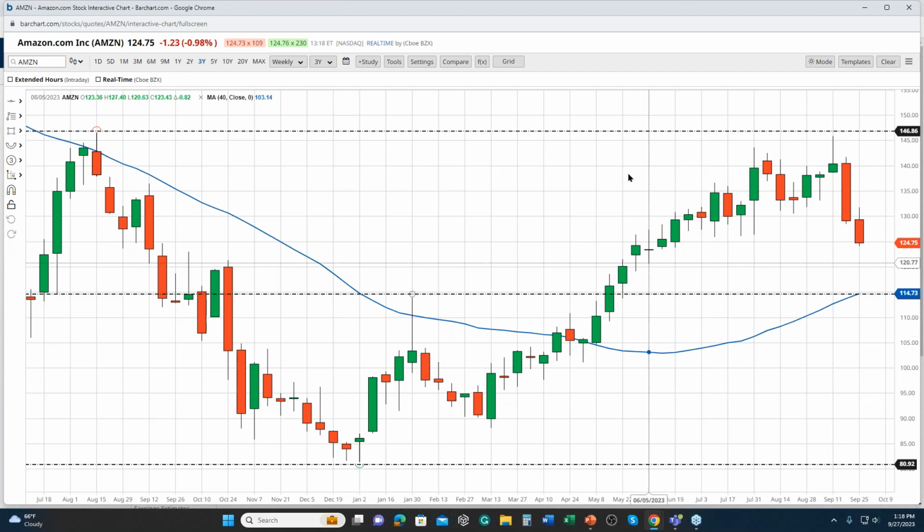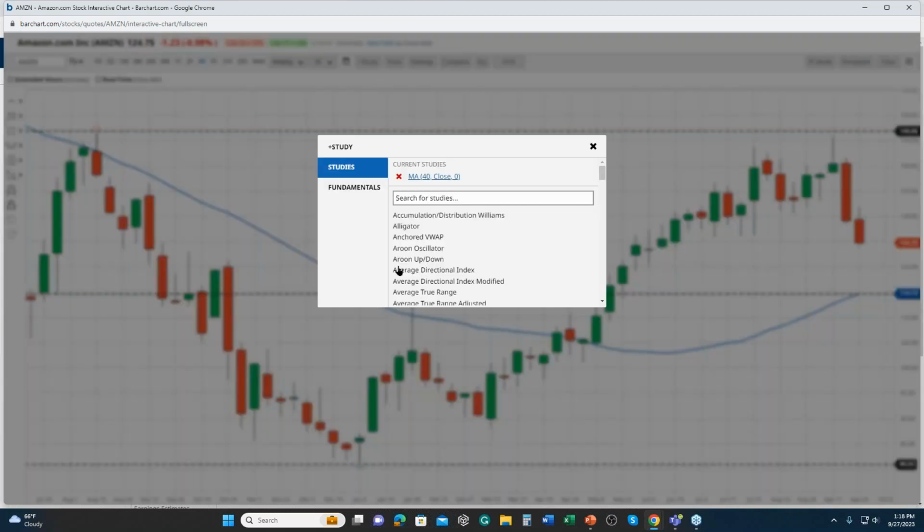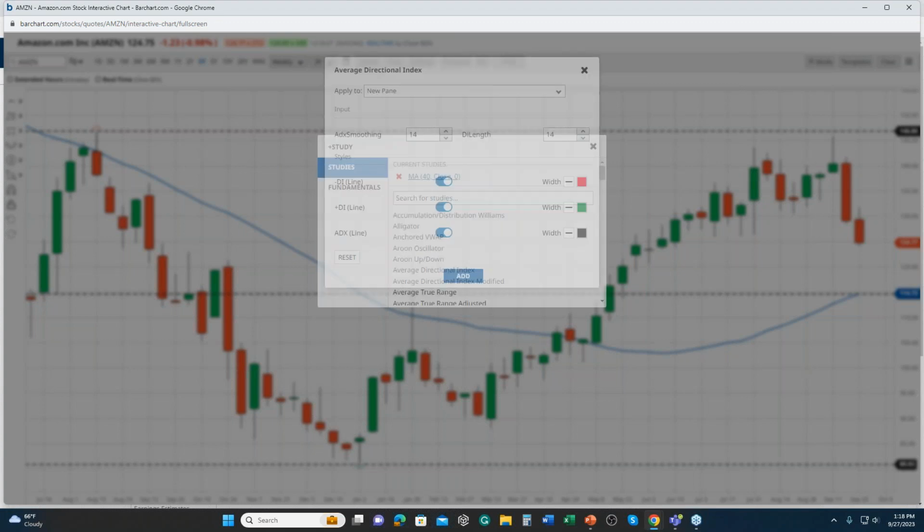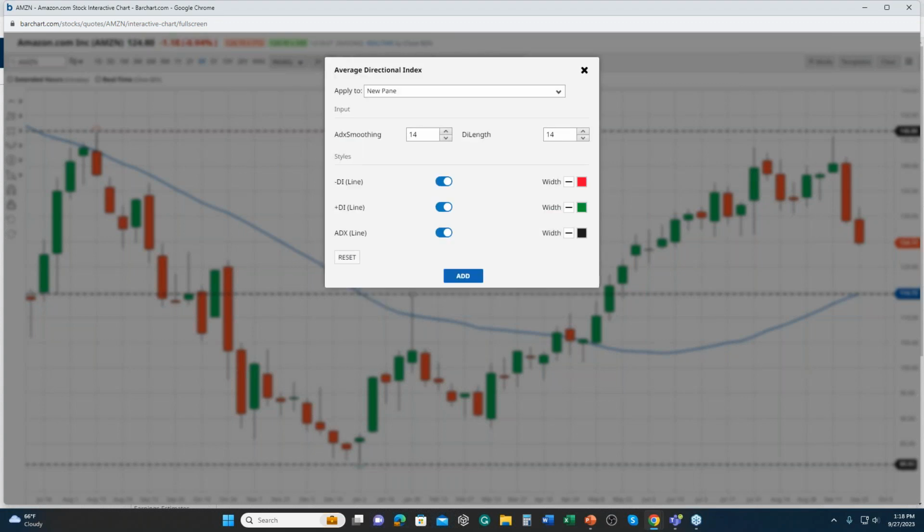All right, so what were some of the other things we could go to? Well, we could go to our ADX, average directional index. And here's the default 14. You can change these as you want, so I just leave it at the default. What I do change are the defaults and the colors of the lines. It just makes it easier for me.